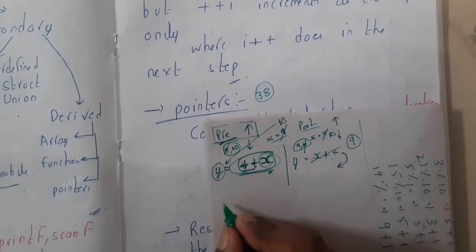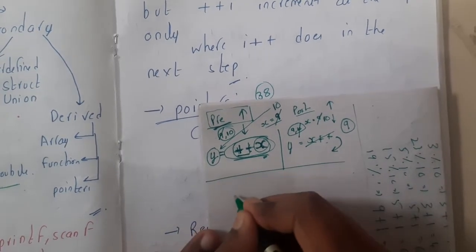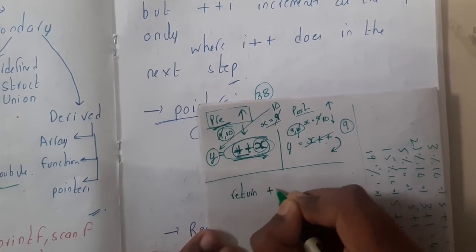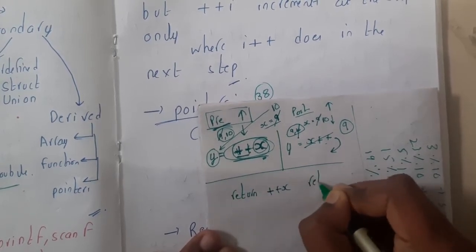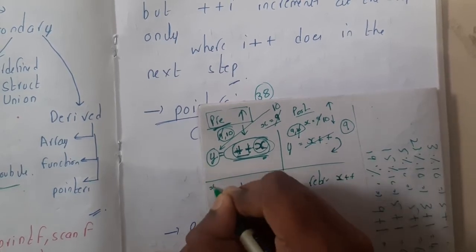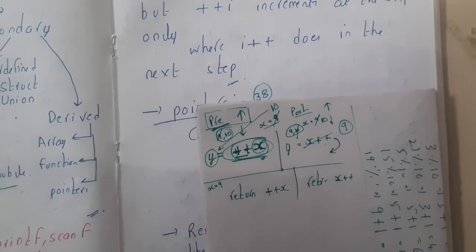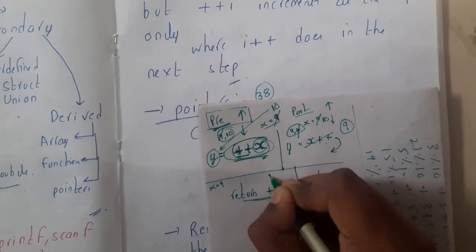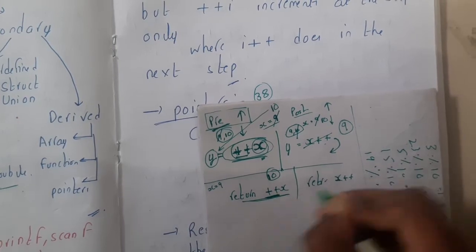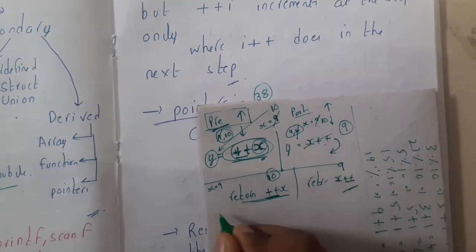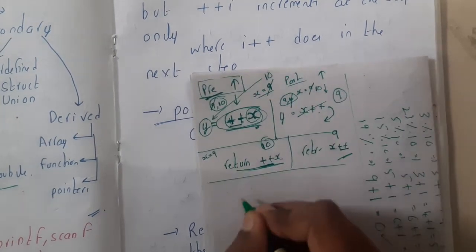Now you got an idea, right? Let us try in some other way. Assume that one function is returning plus plus x and another function is returning x plus plus. Assume that the value of x is 9. What will be the result, guys? What is returned here? 10 will be returned here because the increment is done first. What will be returned here? The increment is done later, so 9 will be returned here. Got it?